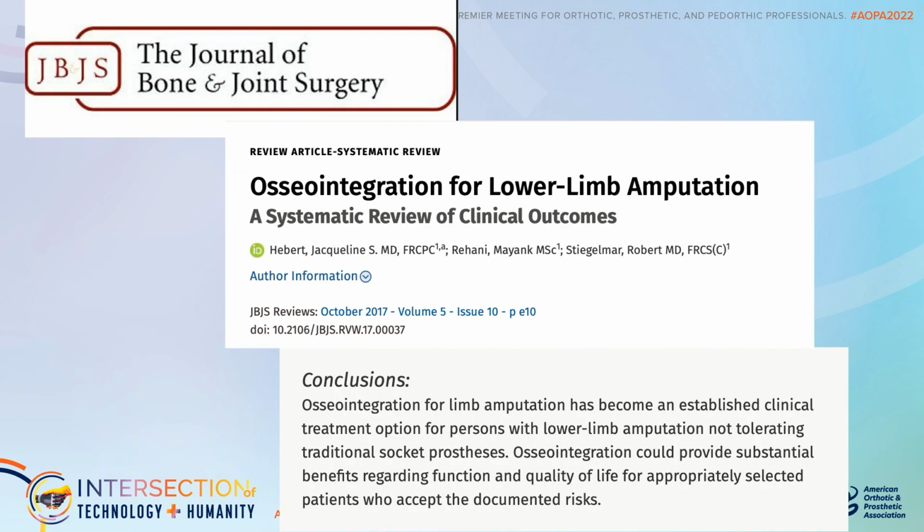Yeah, but is this going to be something that really is accepted by the House of Medicine? It's weird, it's unusual. How about the Journal of Bone and Joint Surgery? In their conclusion, they did a systematic review. What that means is that they looked at all of the papers that were available out there to look at the risks and benefits of osseointegration. And their conclusion is that osseointegration for limb amputation has become an established clinical treatment option for persons with lower limb amputations not tolerating traditional socket prosthetics. Osseointegration should provide substantial benefits for function and quality of life for appropriately selected patients who accept the documented risks. Again, documented risks like any surgical procedure.